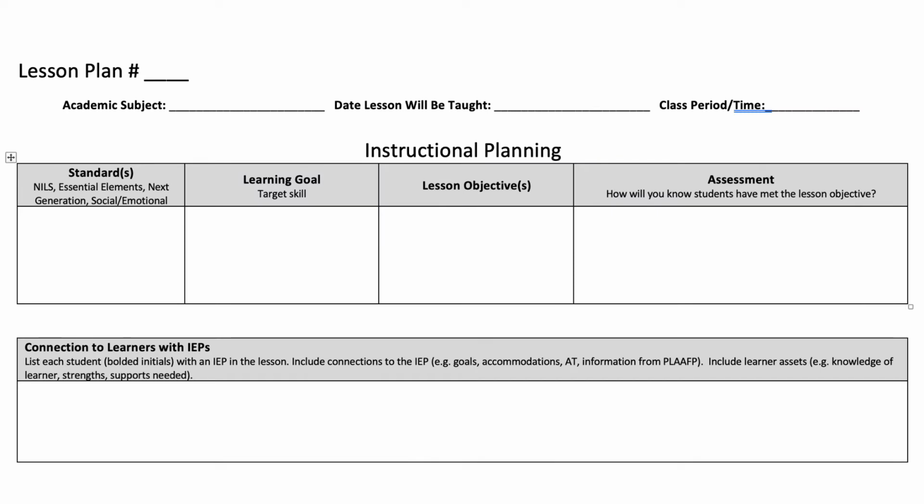Let's first take a look at page 1 of the plan. You will see there is a place for you to include the lesson plan number, the subject you are teaching, the date you will teach your plan, and the class period or time of day that instruction will occur. Across the top, we have a grid that will help to ensure that your plans are aligned by considering the standards, learning goal, lesson objectives, and assessment procedures. We want to make sure that all of these components are aligned and connect to each other. We will begin with the standards section.